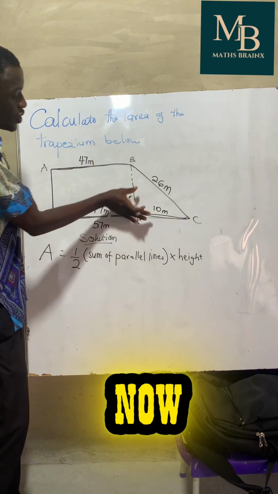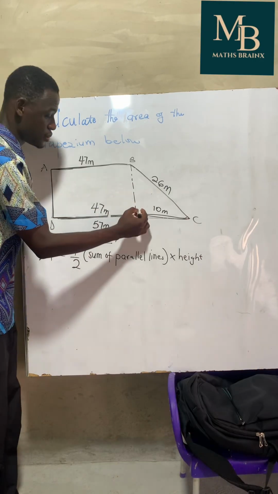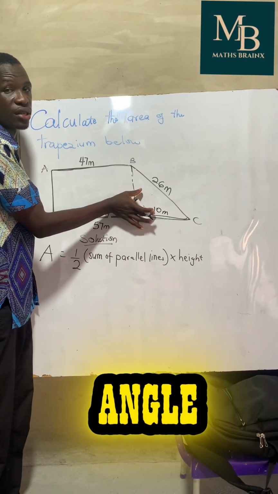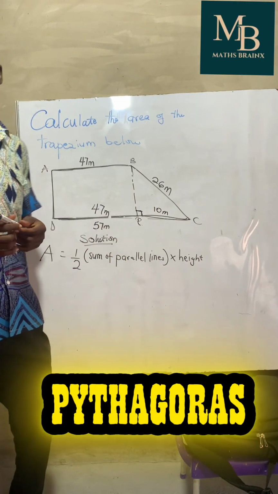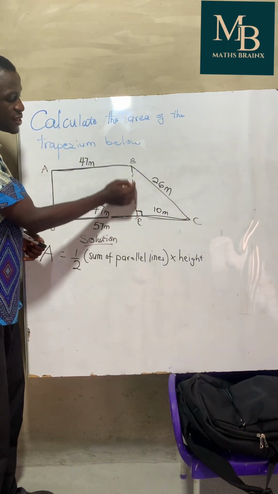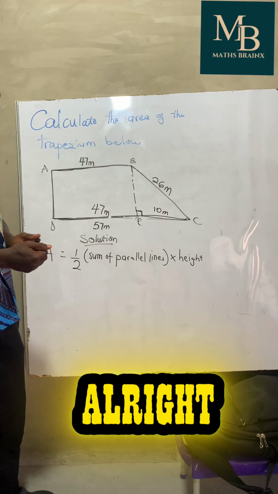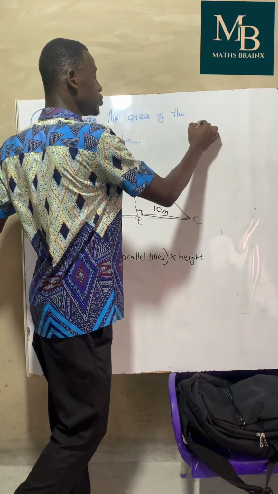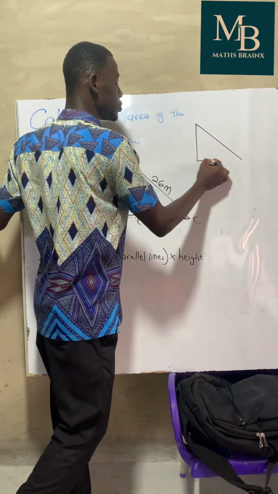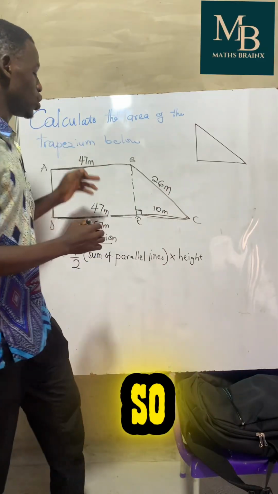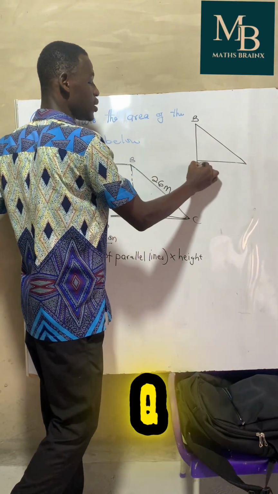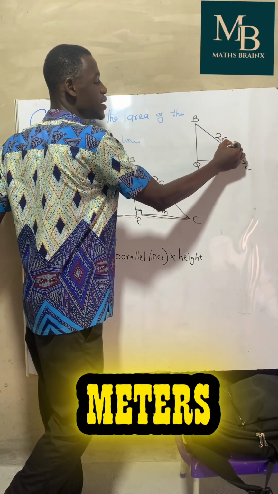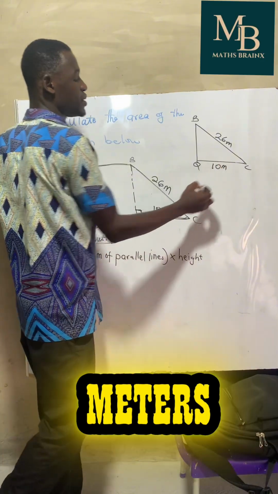Alright, now this is a right angle triangle. This line over here forms 90 degrees with the base over here. We're going to apply Pythagoras theorem to help us find the height of the triangle. Now let us take this triangle out and work it out. So this is B, Q, and C. The hypotenuse is 26 meters and the base here is 10 meters.